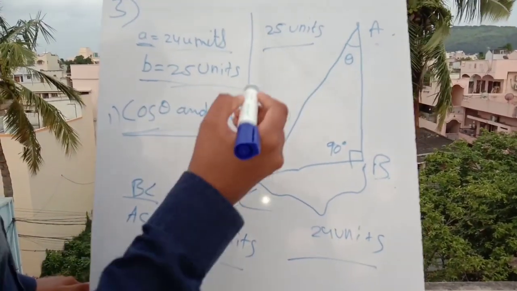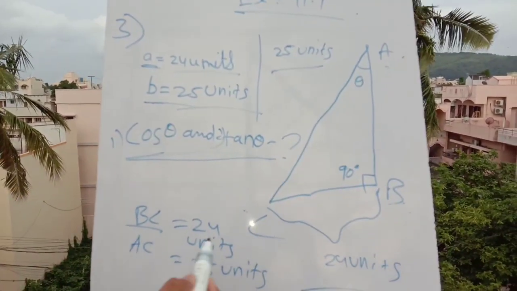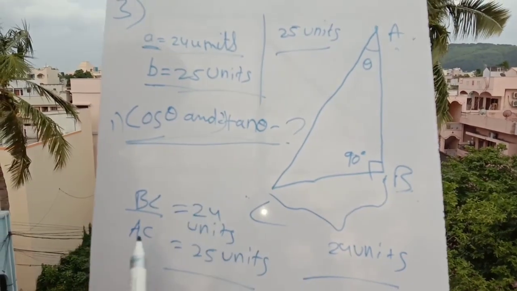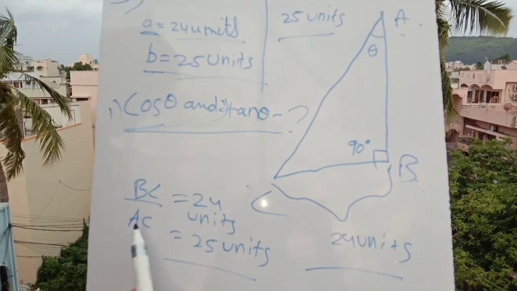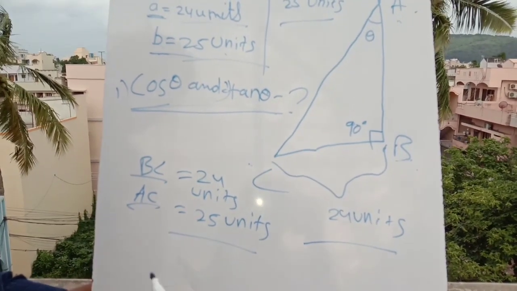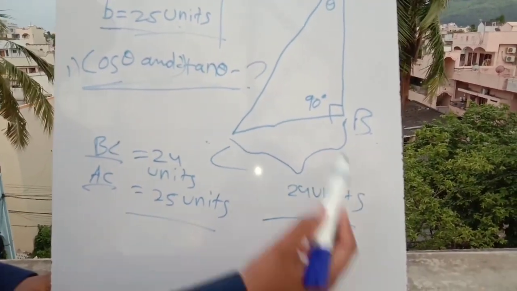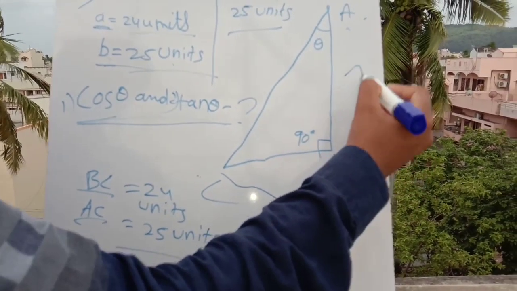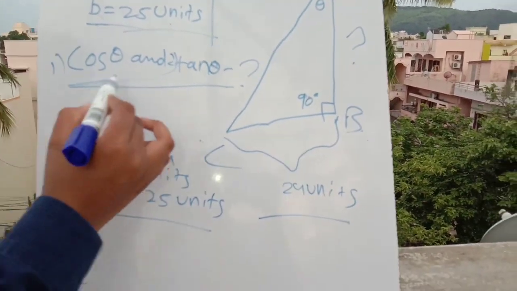So friends, in triangle ABC, small a is equal to 24 units, so BC is going to be 24 units, and small b is equal to 25 units, so AC is equal to 25 units. We have to find this remaining side, then only we can find cos theta and tan theta. So let's apply the Pythagoras theorem.